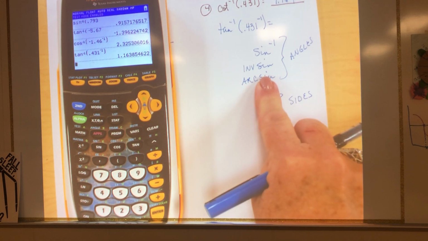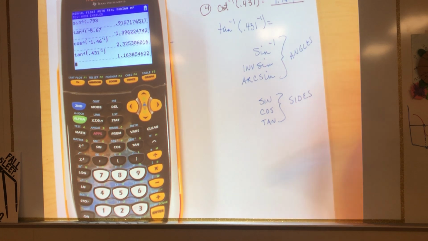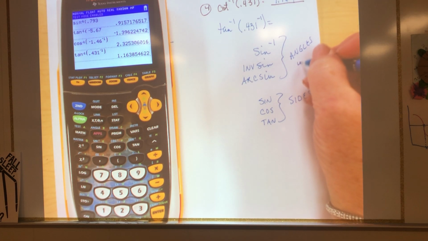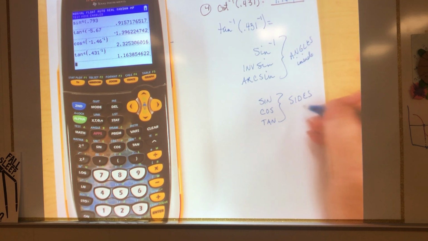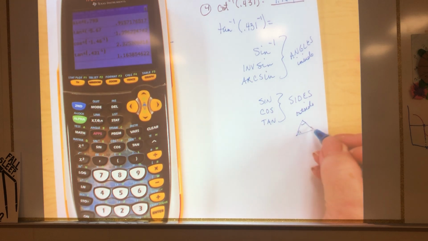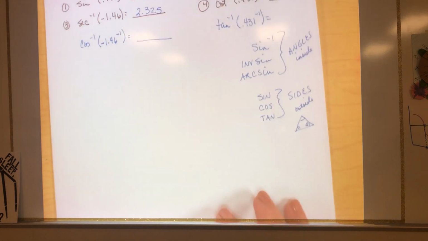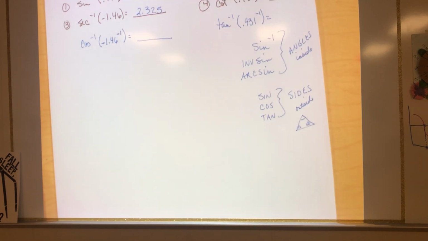Why am I using an inverse function? Because I'm trying to find an angle. So if you're trying to find an angle, that little minus 1 goes on the inside of the parentheses. If you're trying to find a side, it goes on the outside. And I kind of made reference to thinking about a triangle. On a triangle, my angles are on the inside and the sides are on the outside. That's just the way my brain remembers it. It's just kind of a silly way to remember it. All right, is everybody okay?